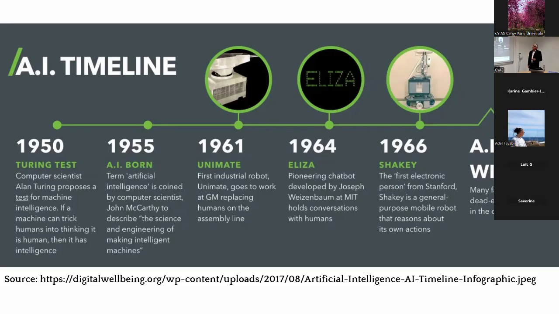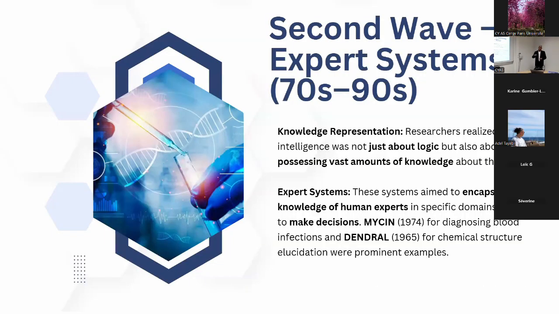Here's the winter and the Turing test, the concept of artificial intelligence, robots from General Motors, the ELIZA program that was able to hold conversation with humans, and another electronic person from Stanford, and then came the winter. So everything cooled down for a while after 66. And then came the second wave, what they called expert systems.